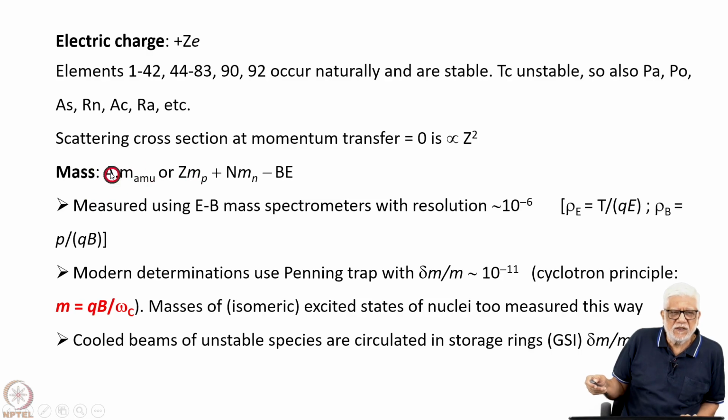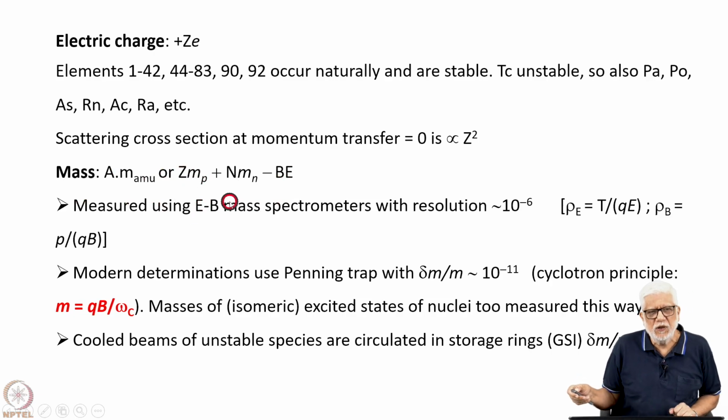Now, the mass of the nucleus is roughly A times m_amu, but the binding energy of the nucleus, if it is given by BE, then the mass is actually given by Z times the mass of the proton plus N times the mass of the neutron minus the binding energy. As we will see, this binding energy is somewhat less than a percent of each of these masses, of the proton and neutron.